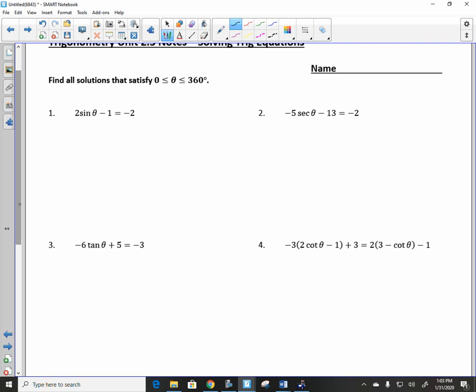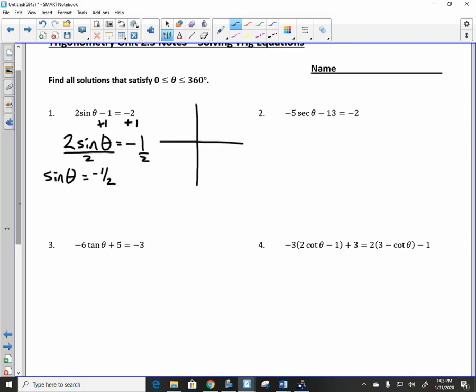What do I do to solve this one? What should I do to both sides? Add 1. And what I do, I get 2 sine of theta is equal to what? Negative 1. Now, what do I do? Divide by 2. I have sine of theta is equal to negative 1/2. That's what we're going to try to decide now.